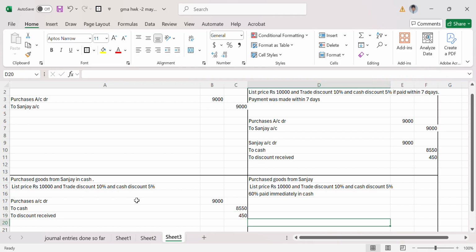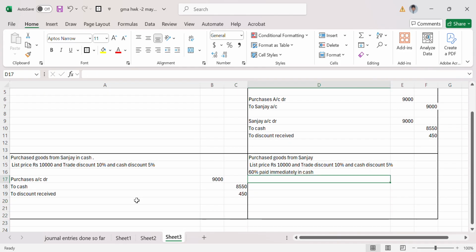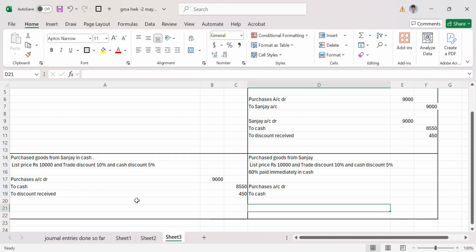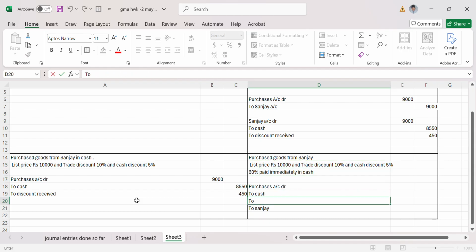Let's take one more transaction where it says purchase goods from Sanjay. Again, it is saying purchase goods from Sanjay, list price is given, trade discount is given, cash discount is given, and the question is saying some amount I paid immediately. This means that some purchases are on credit and some are on cash, because I paid some amount immediately. So what is the entry? Purchases account will be debit; cash will be credit for the amount that I have paid immediately, and for the amount which is still on credit, I write the name of the person, Sanjay, because he is the giver. Since it's talking about cash discount, I will even record discount received on the same side as cash.